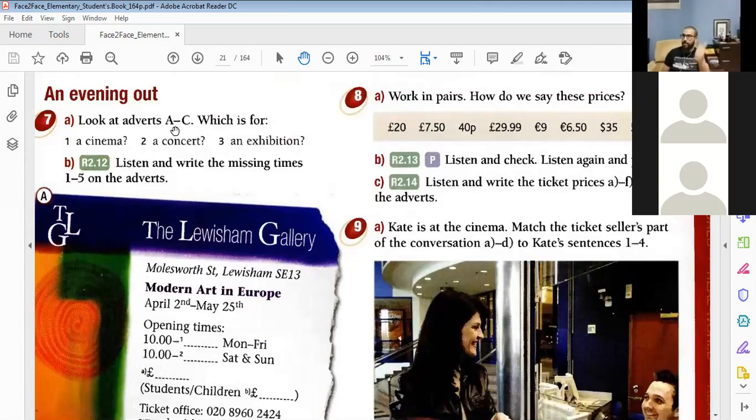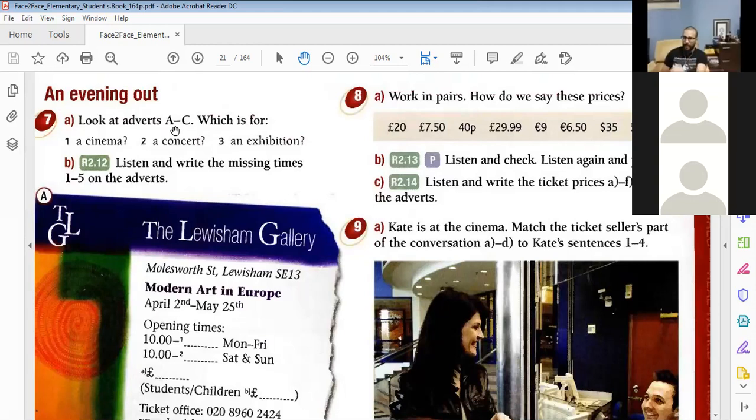Adverts, maybe you can see them on television, you can hear them on the radio, you can see them in magazines, you can see them on the internet. Right? Yes. So all of these are called adverts. Adverts means they show you something that you should buy. Tickets, movies, soap, maybe washing machines, maybe anything. This is an advert. Okay? So here in exercise number 7, we have three adverts.